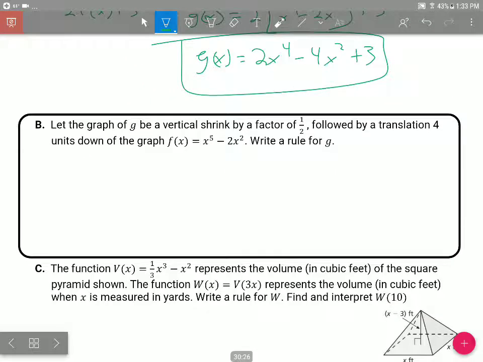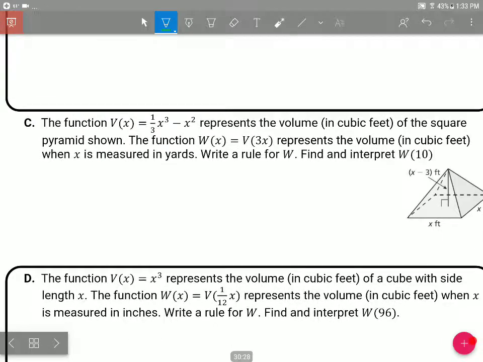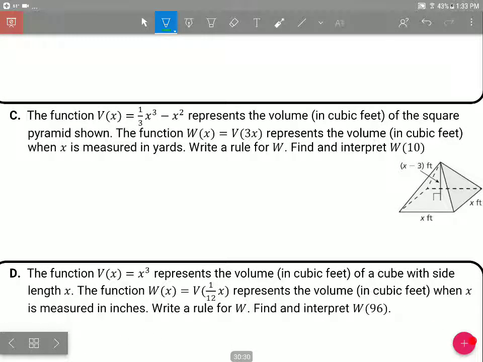Slide down to letter C. The function v of x equals 1/3 x cubed minus 2. This function represents the volume of the square pyramid shown. The function w of x represents the volume when x is measured in yards. So basically they're going from feet to yards. Write a rule for w, so that's the first thing I want you to do, and then interpret w of 10.